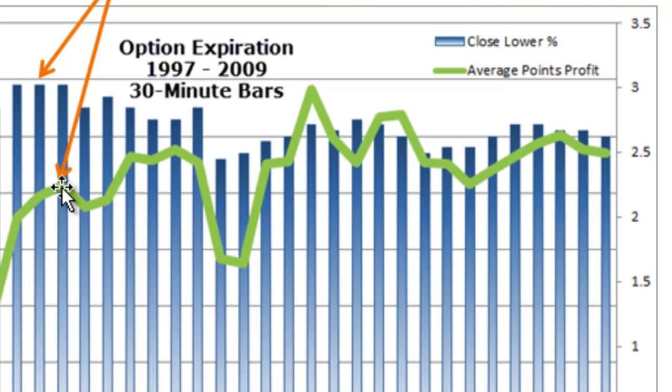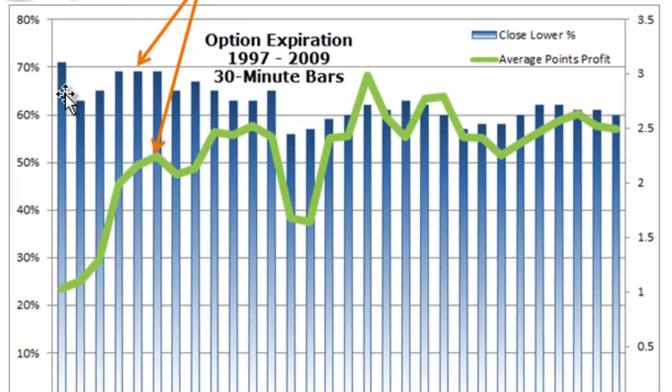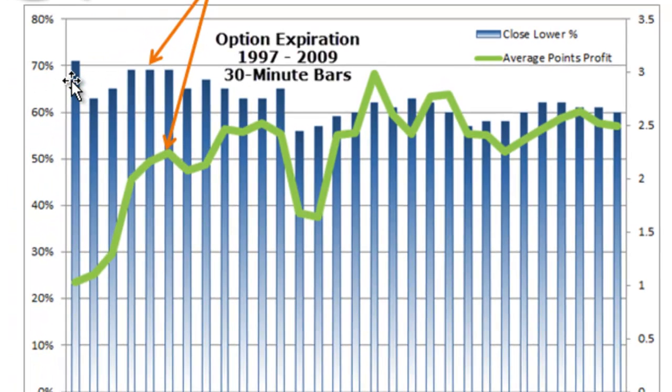So this includes losses. This green line includes losses. And so what it's saying is if you sell on option expiration day at the open and you hold on for about 2.5 to 3 hours, you're going to have the potential for about 2.25 points profit on average every single trade, inclusive of losses. So this is a net. Now, what happens if you hold on to the trade? Does your profit potential go up? And the answer is it does.